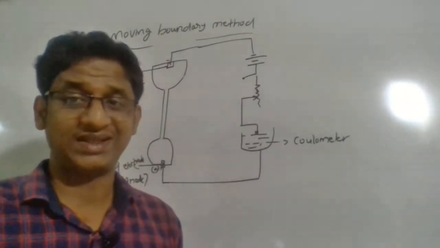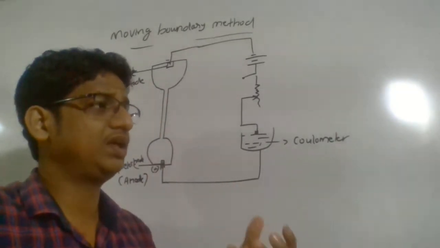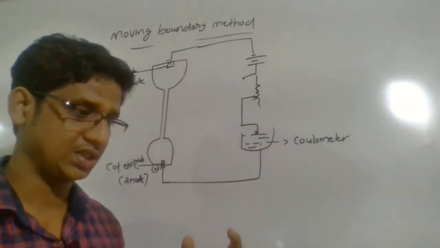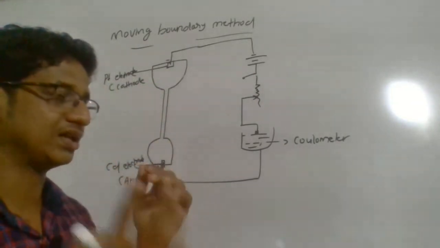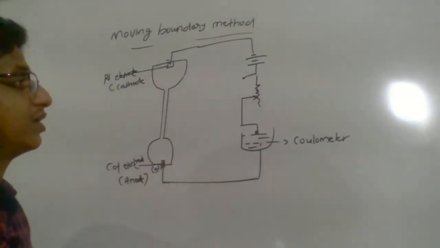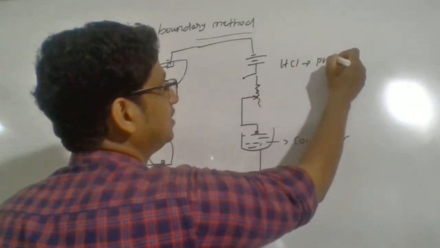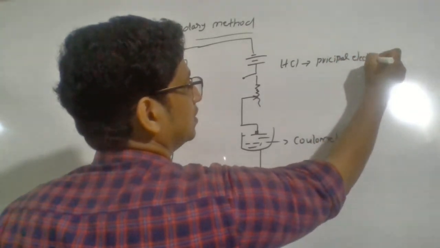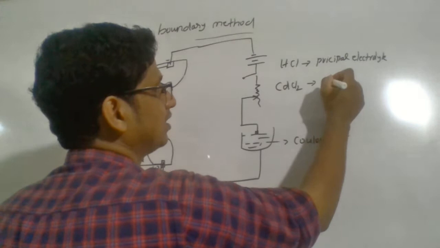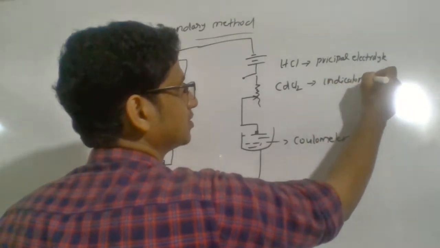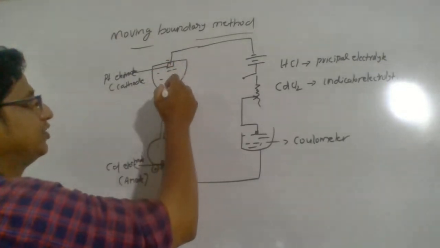So here we are taking an example. We want to find the transport number of the H plus ion from HCl, hydrochloric acid, and we use two types of solution. Let us discuss how to determine the transport number of H plus ion using an electrolyte solution, also using cadmium chloride solution. So two solutions are filled here. One is HCl solution, which we will call the principal electrolyte solution. The other is cadmium chloride solution, which we will call the indicator electrolyte. These are the two types of solution that we fill in the tube.